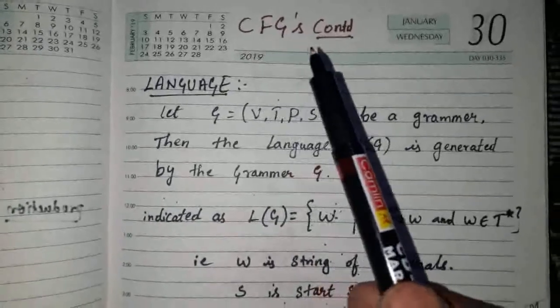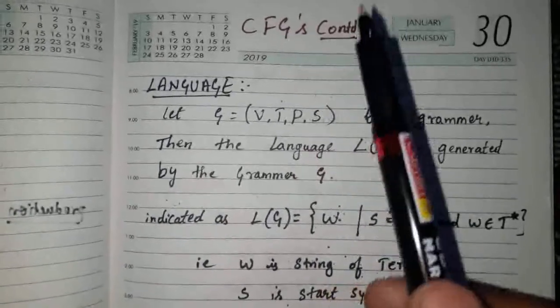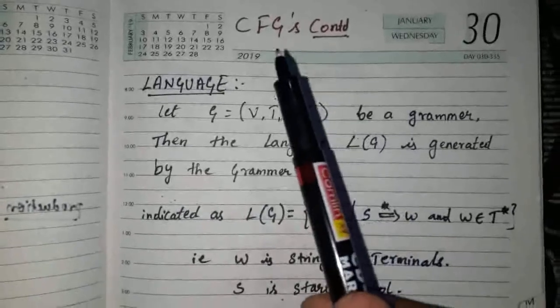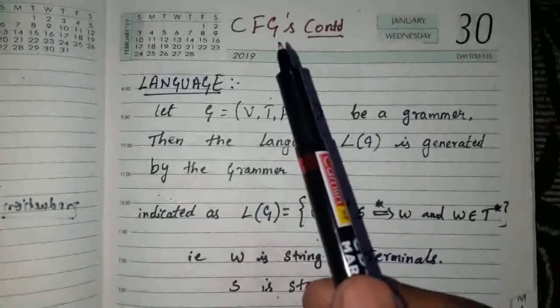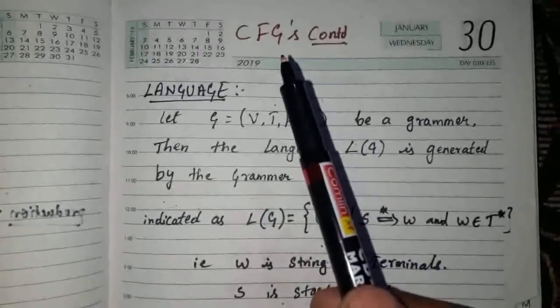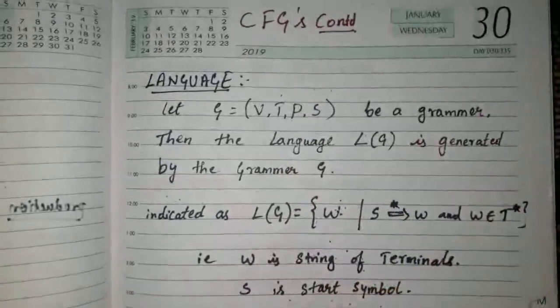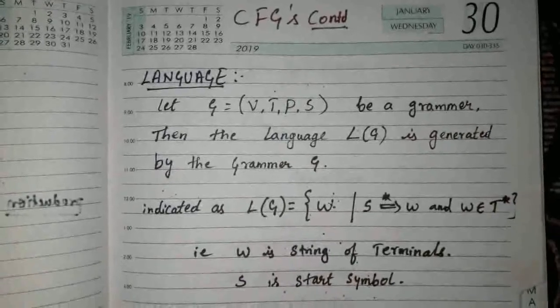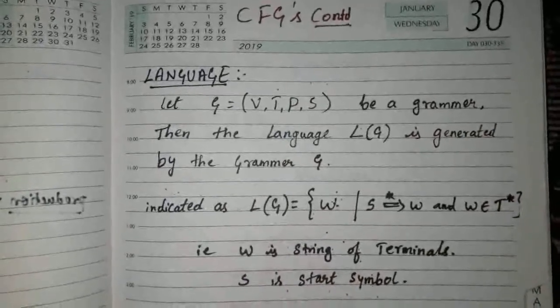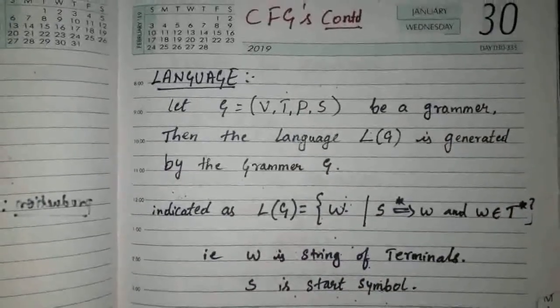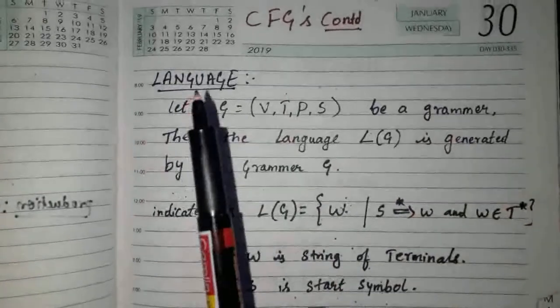Yesterday we were discussing context-free grammars, and we have seen a grammar is defined as V, T, P, S, and we have seen the derivation, in which we have two types: leftmost derivation and rightmost derivation. So today we'll start with a new topic, that is a language.